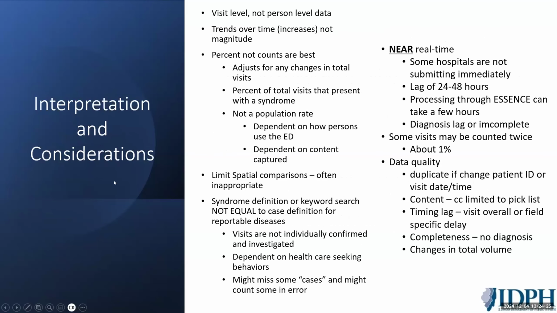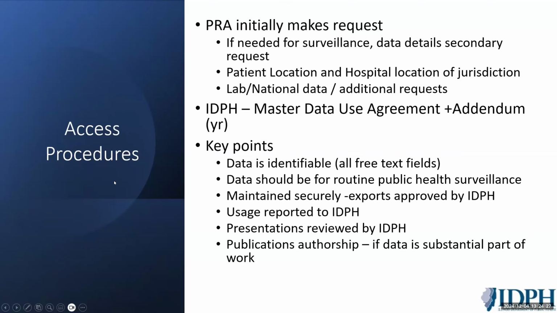Key points. Data is identifiable. Everything that you see in the system, just consider it all identifiable because it's free text. So it's always going to be protected health information. You're going to use it only for routine public health surveillance, always going to maintain it on secure systems. And again, letting us know what you're doing with the data. Okay, now you can go to the next slide.